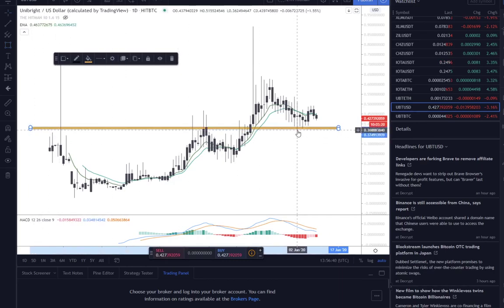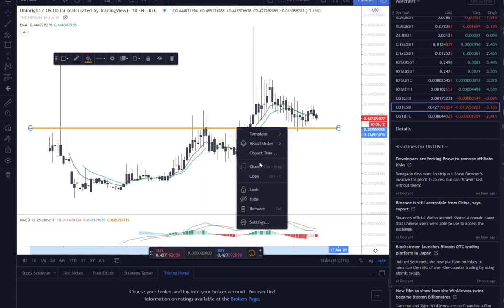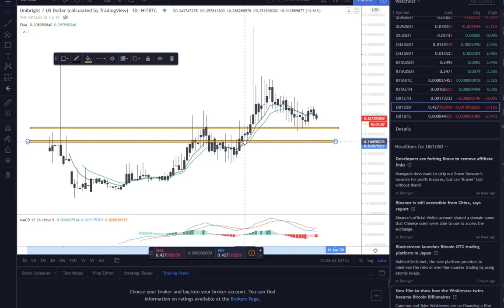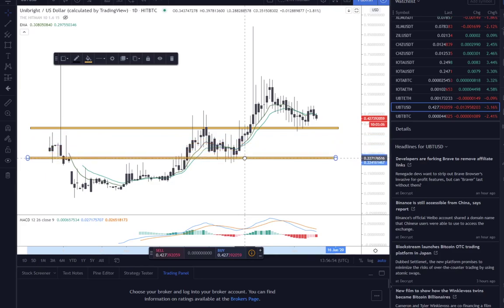So we acted as support there, and these wicks were bouncing off support there. Here we acted as resistance, and then it came down, and then it did break through. See if we can just find another one on here. Again, that looks like one around, you could say around here.